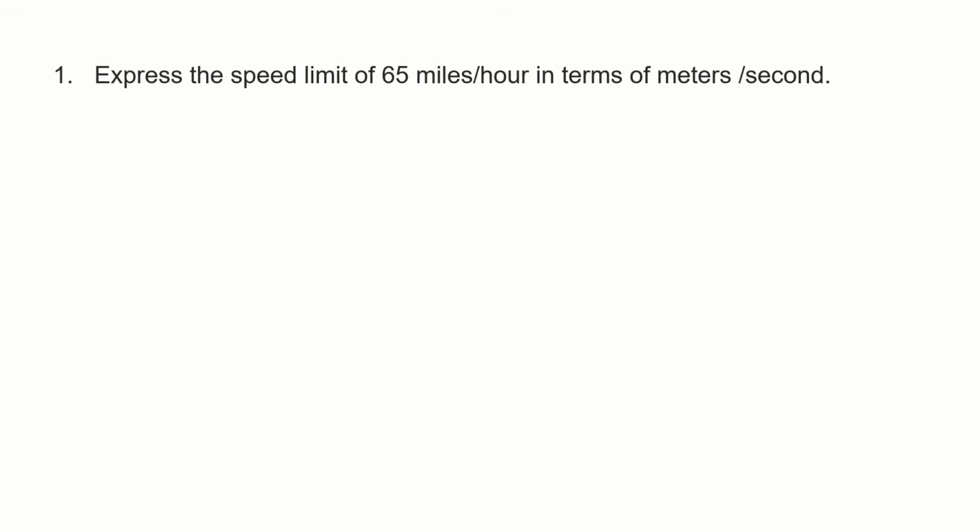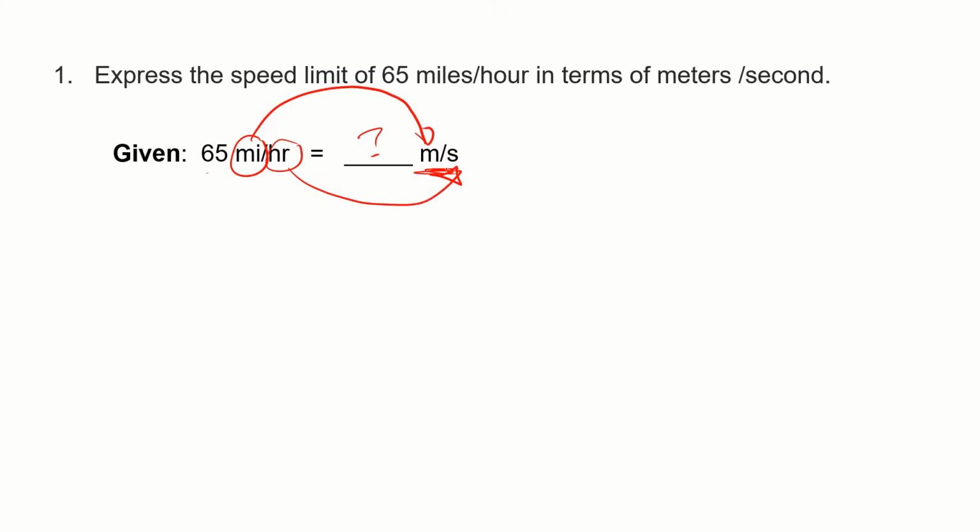So number 1, so first we need to identify the value to be converted. So here, we need to convert 65 miles per hour into meters per second. So we need to find the equivalent value in terms of this unit. So we want to convert miles to meters and then hours to seconds. So step 2 is to find the conversion factor. So ano yung conversion factor natin? We need to look into the unit equivalent. So in 1 mile, there are 1,609.34 meters, and in 1 hour, there are 3,600 seconds.